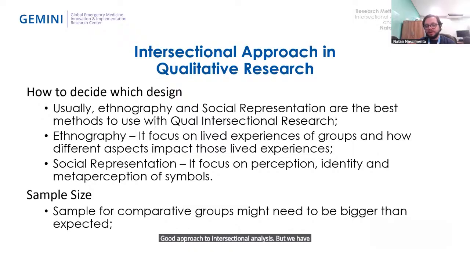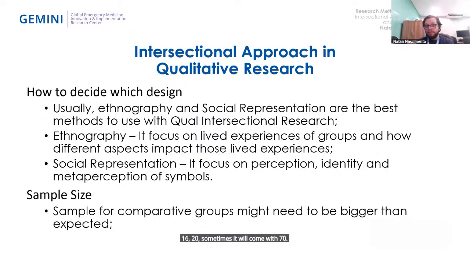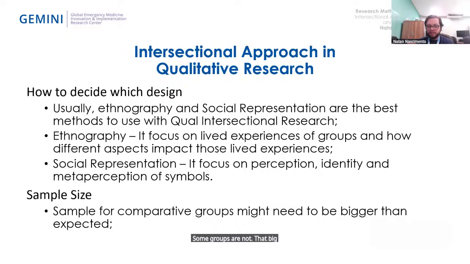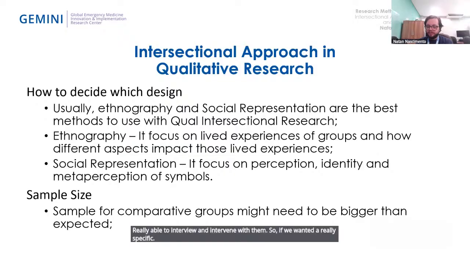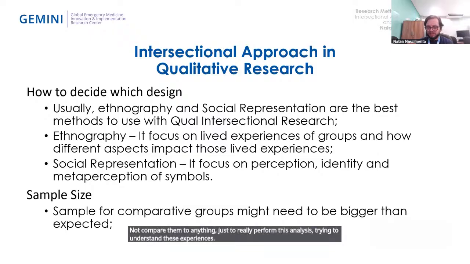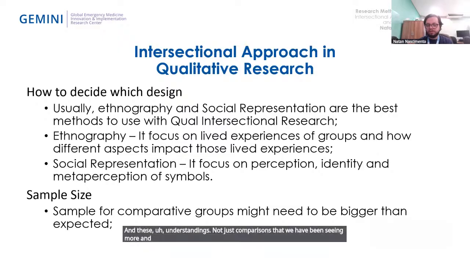But we have this thing with sample size: sometimes if you're comparing groups, the sample might need to be bigger than expected. So the saturation won't come with 16 or 20, sometimes it will come with 70. It's something that we need to be aware of when we do an intersectional approach, because sometimes it won't be doable. Some groups are not that big in our geographic area to make us really able to interview and intervene with them. So if we want a really specific type of lived experience or intersectionality, we might need to not compare them to anything, just to really perform this analysis, trying to understand these experiences and these understandings, not just comparisons that we have been seeing more and more in qualitative analysis.